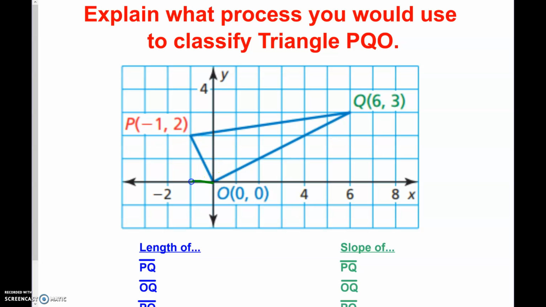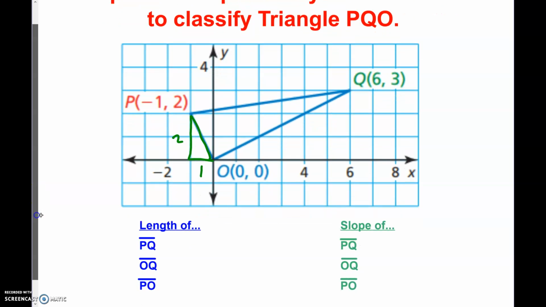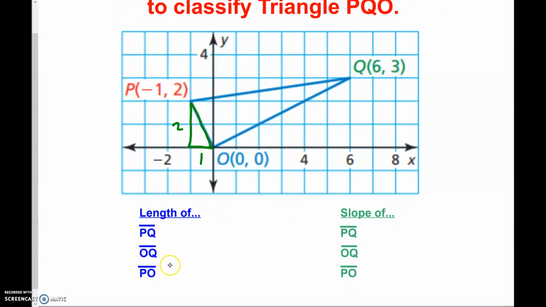But you could also say that this is a right triangle here. So this is 1 and this is 2. So to find the length of PO, I would just use my Pythagorean theorem. So I'd say 1 squared plus 2 squared and take the square root of that. So 1 squared plus 2 squared, we end up with the square root of 5. And then just grab your calculator and take the square root of 5. And what's that? 2.23?